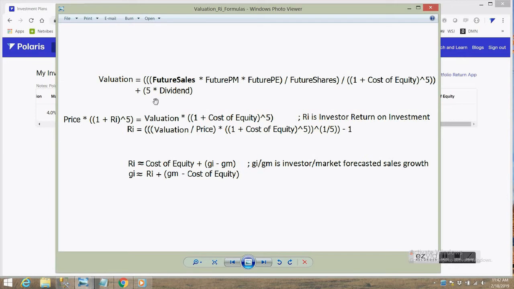And then you discount that back at the cost of equity for 5 years, and then over the 5 years you earn dividends, so you go ahead and add in 5 years' worth of dividends, and that becomes your valuation.